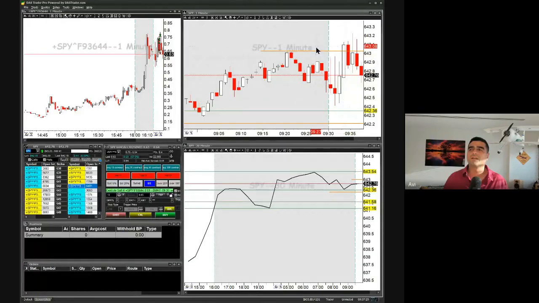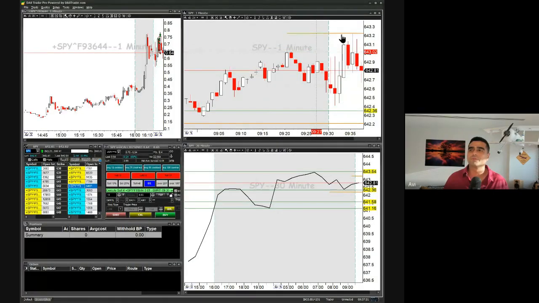You know what's interesting now? I'm going to move this line. This pinpoint up here makes a lot more sense right now. See the high of day? I'm just going to put a line right there. That makes a lot more sense than anything we've looked at so far. This is even better than previously.